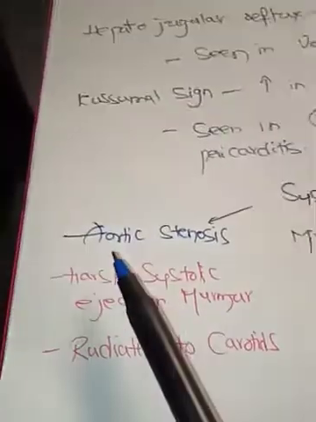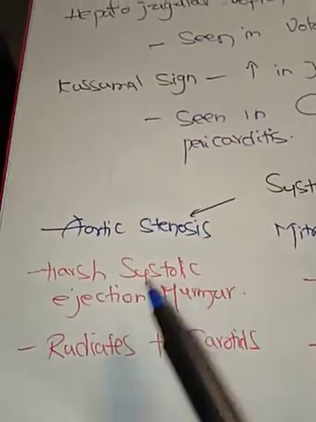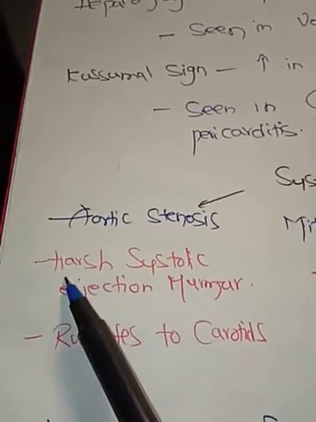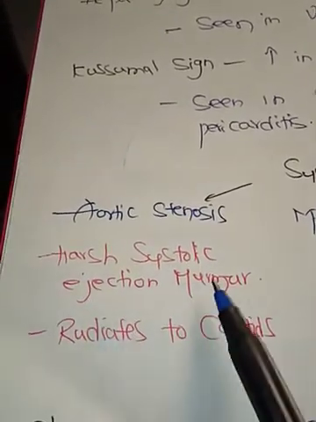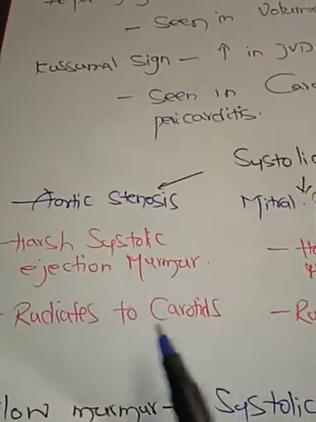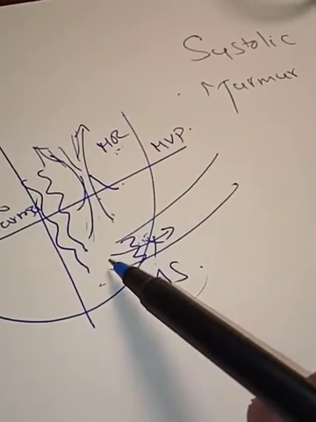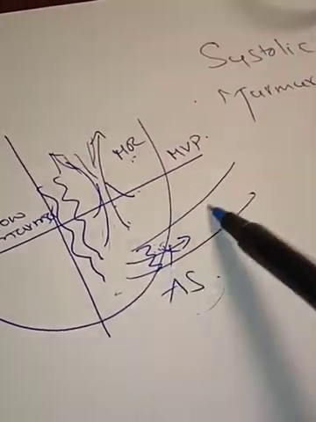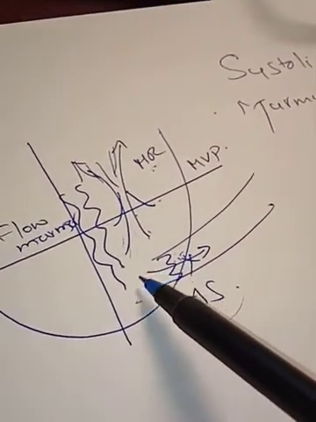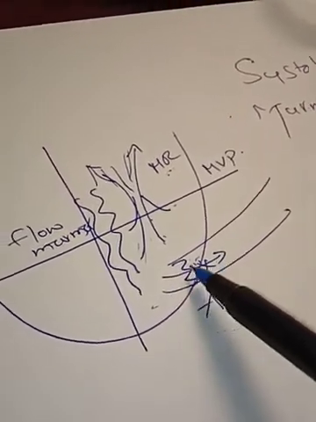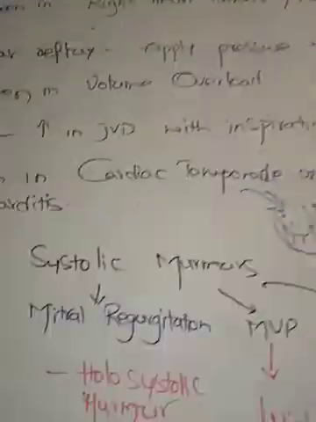Systolic murmurs, in aortic stenosis, it is a harsh systolic ejection murmur and it radiates to the carotid. So typically, whenever aortic stenosis is responsible for the systolic murmur, radiation is to the carotids.